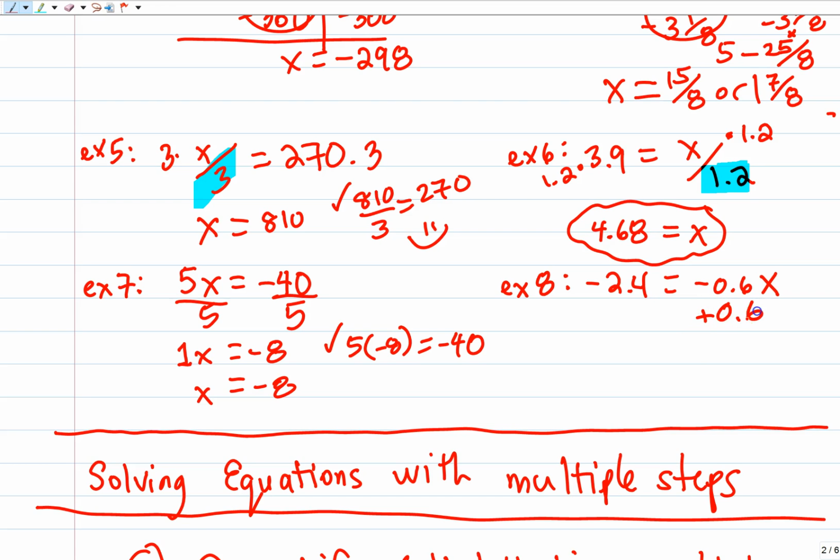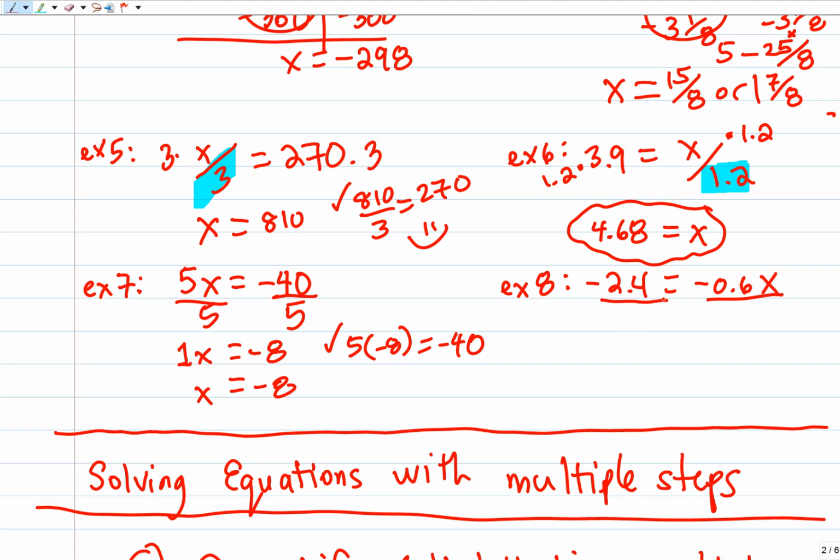Does this make any sense? Somebody's like, yep, that's exactly what I would have done. Do we undo multiplying by adding? It's utter nonsense. Those can't even combine. They're not like terms. We undo multiplying by what? By dividing it by what?